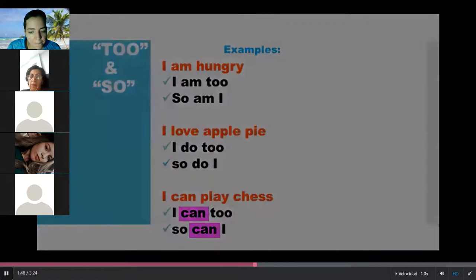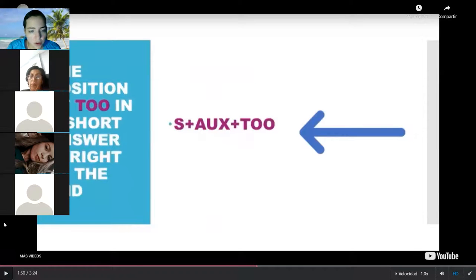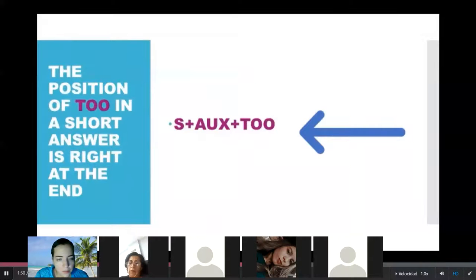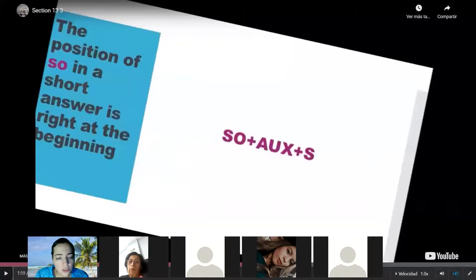So can I. The position of too. Position of too. Where does it come here? It's right at the end. Follow me. Subject, auxiliary, too. The position of. I do too. I can too. Okay, I am too.